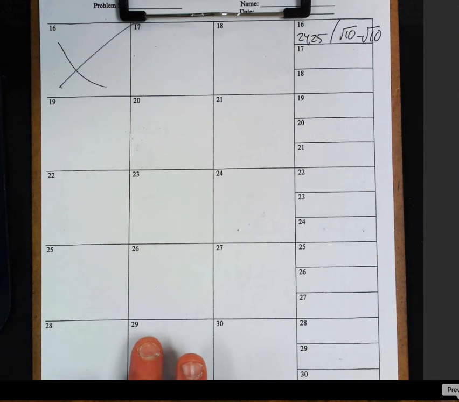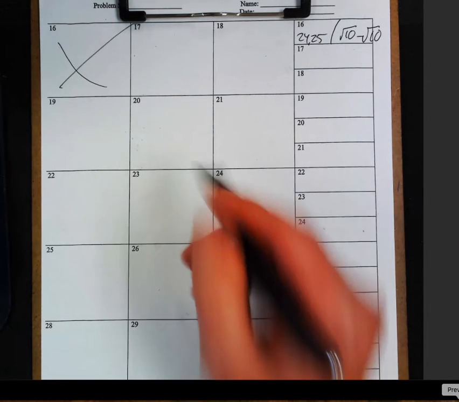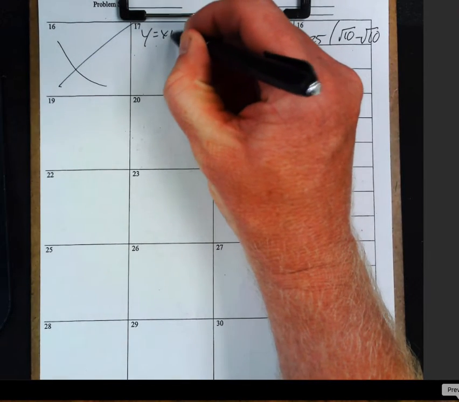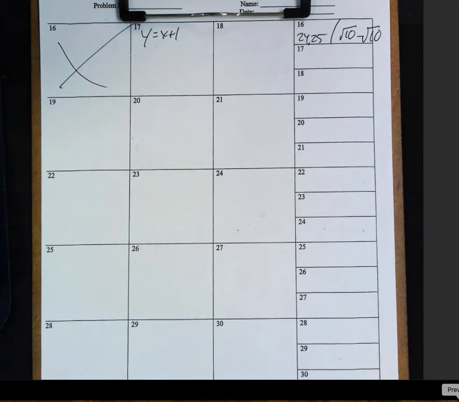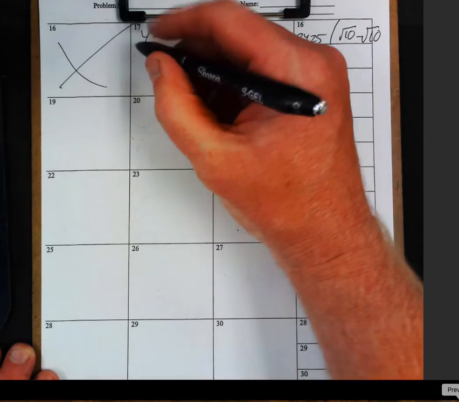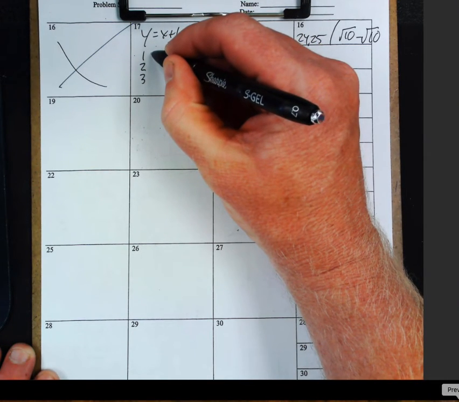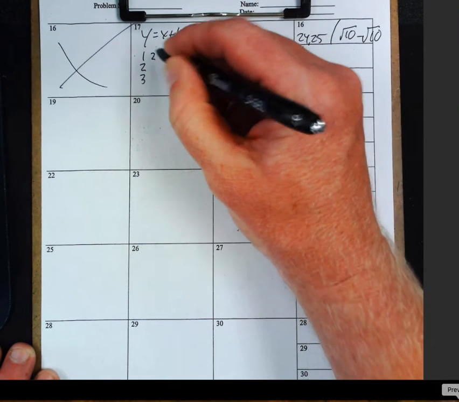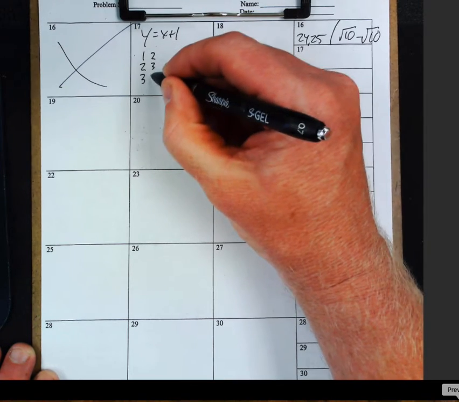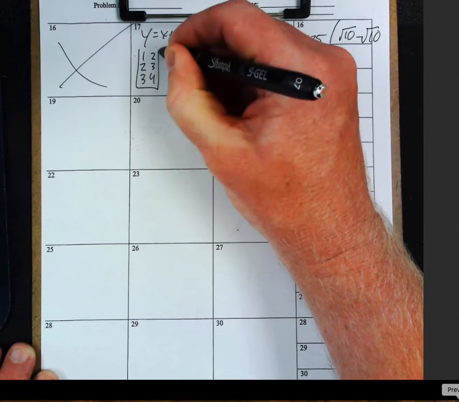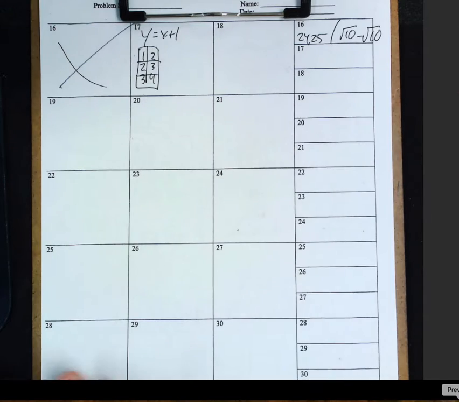Number 17, use the function y equals x plus 1 to answer A through C. Y equals x plus 1. Find 3 xy pairs. You do what you want. I'm picking 1, 2, and 3. 1 plus 1 is 2. 2 plus 1 is 3. 3 plus 1 is 4. I just did letter A.